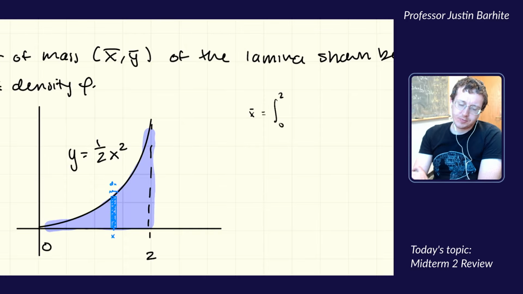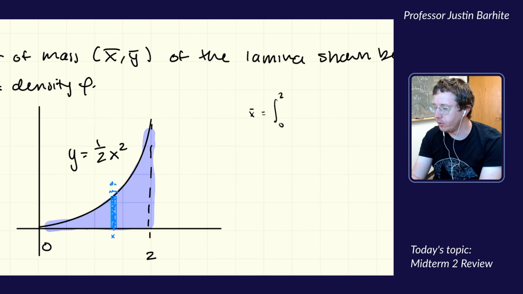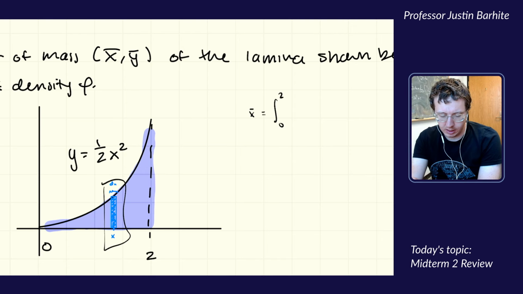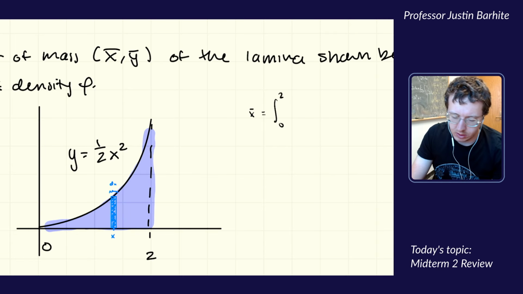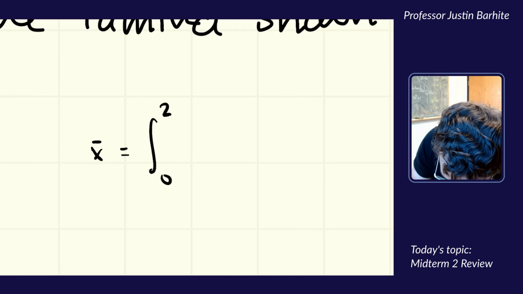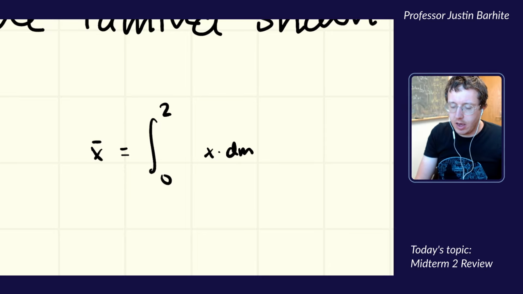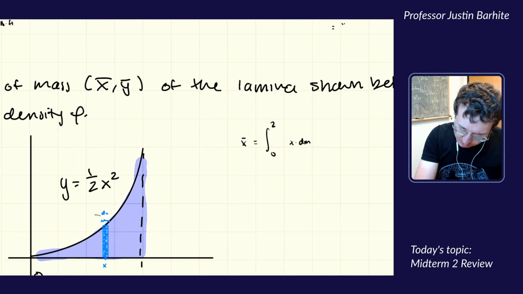For x, I'll go ahead and write the integral from 0 to 2 right away this time. But what is this little piece contributing? It's contributing its mass times its x value. Mass times the x value. Maybe I'll even write dm to indicate the mass of this little rectangle. So mass times x value.